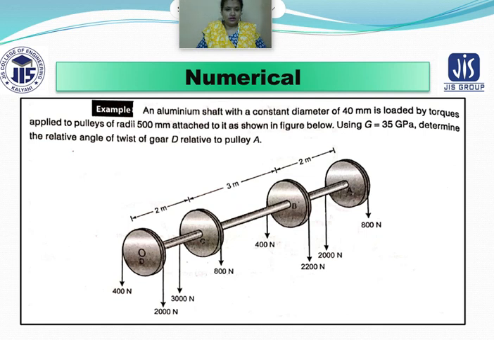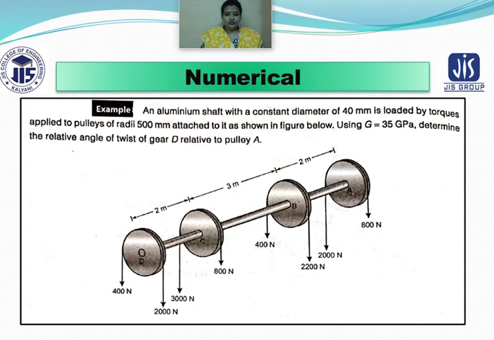So now we have got another numerical, and in this numerical what you can see is that an aluminium shaft with a constant diameter has been given. So your diameter is constant all throughout this particular thing. Please keep this in mind. And here it has been told that it has been pulled by some torque which has been applied to the pulley of radius 500 millimeter as attached here in the figure. And you have to consider the modulus of rigidity, that is G, as 35 gigapascal.